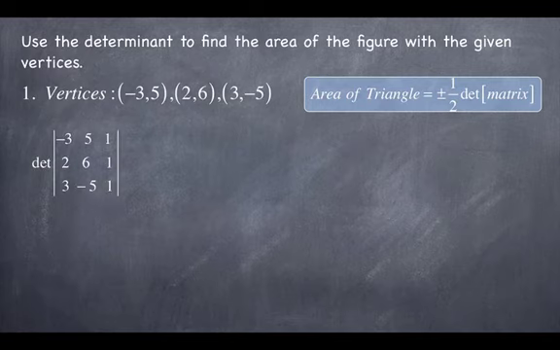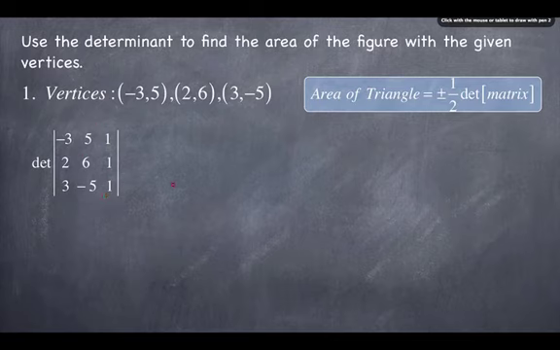It's actually a 3x3. And at the end, let me get a pen here. Notice I have -3, 2, 3. This is your first column. And then 5, 6, -5, second column. The last column is just ones. Why? Because it's just the formula. So we're going to find the determinant of this 3x3.